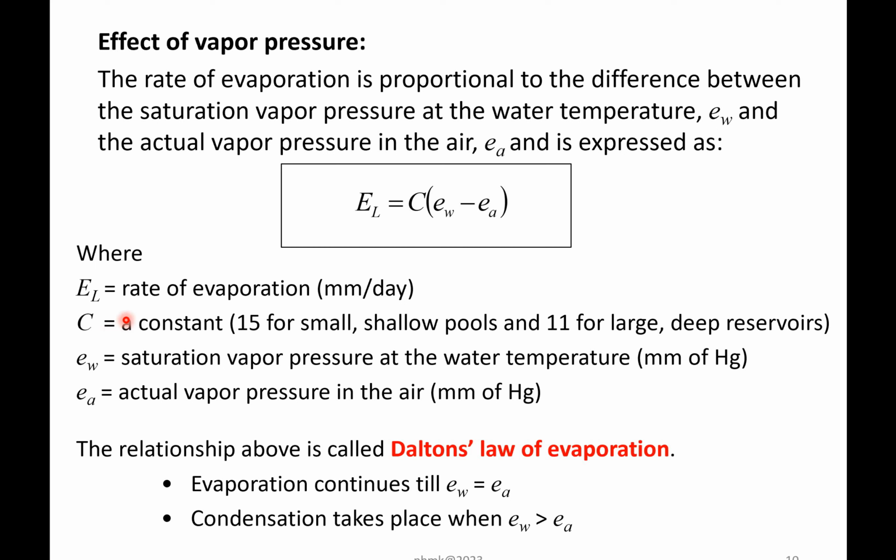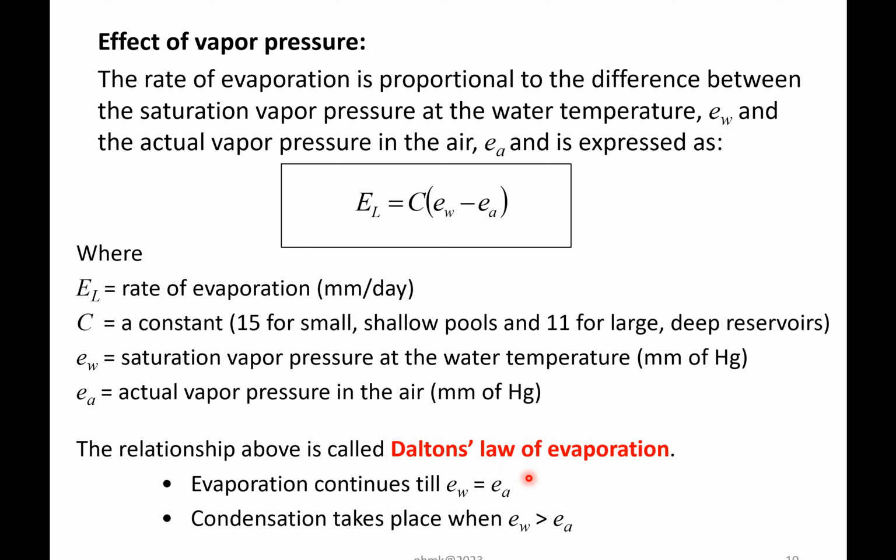Okay, and you also need the C, which is a constant for the type of water body involved. Usually we can use 15 for small or shallow pools and 11 for large deep reservoirs. So this is in general how you can estimate the rate of evaporation from the difference of vapor pressure. This relationship is called Dalton's law of evaporation.